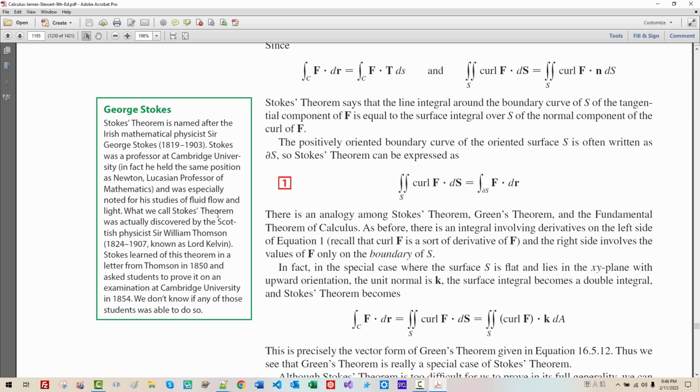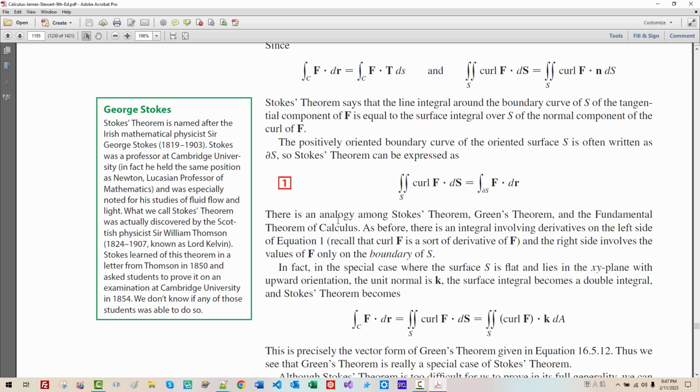What we call Stokes' Theorem was actually discovered by Scottish physicist Sir William Thomson, 1824–1907, known as Lord Kelvin. Stokes learned of this theorem in a letter from Thomson in 1850 and asked the students to prove it on an examination at Cambridge University in 1854. We don't know if any of those students was able to do so.